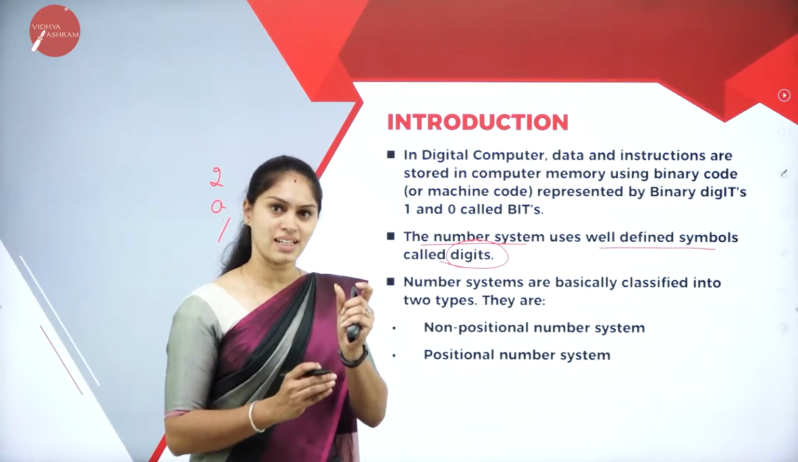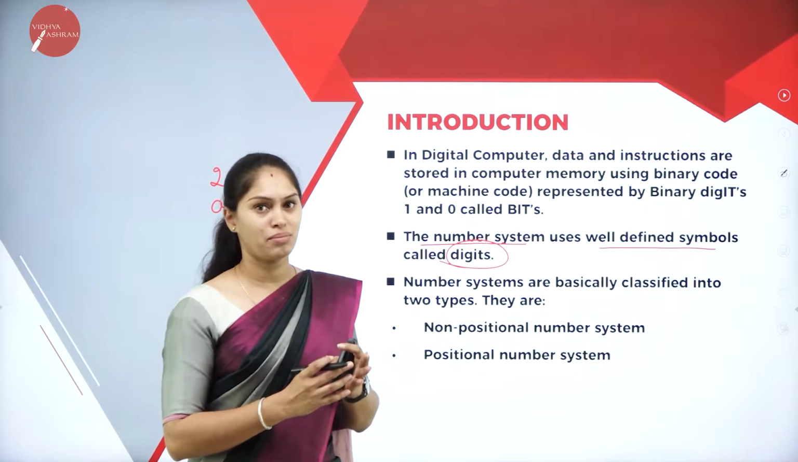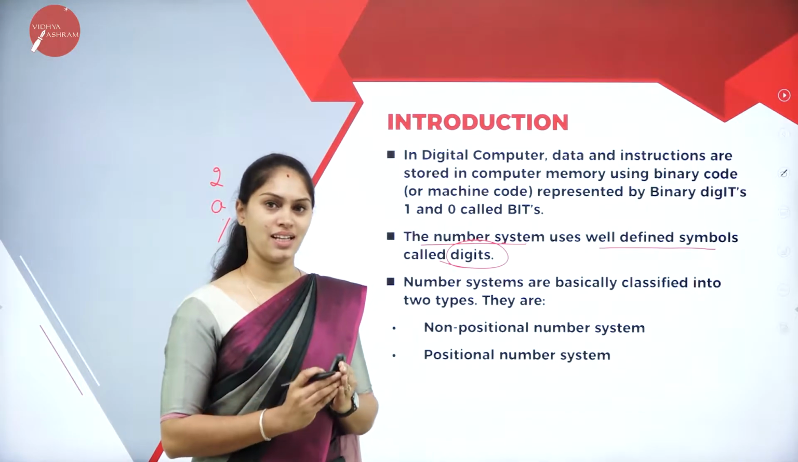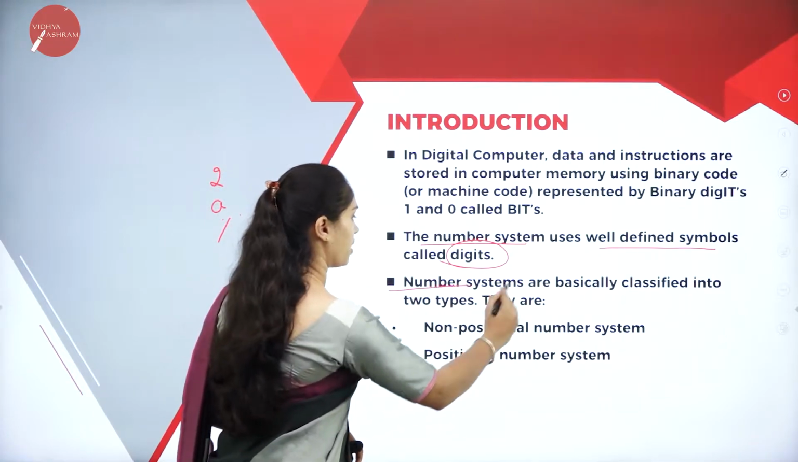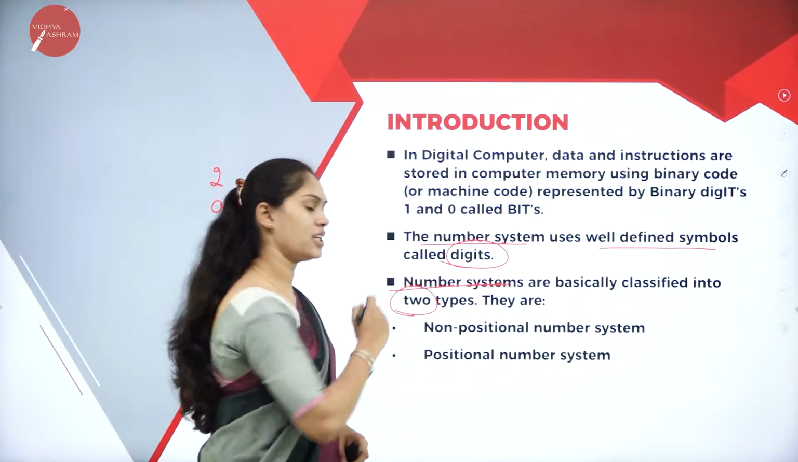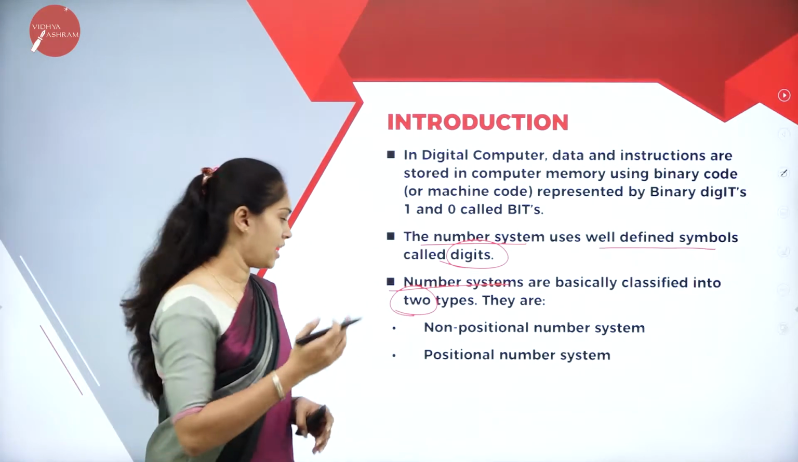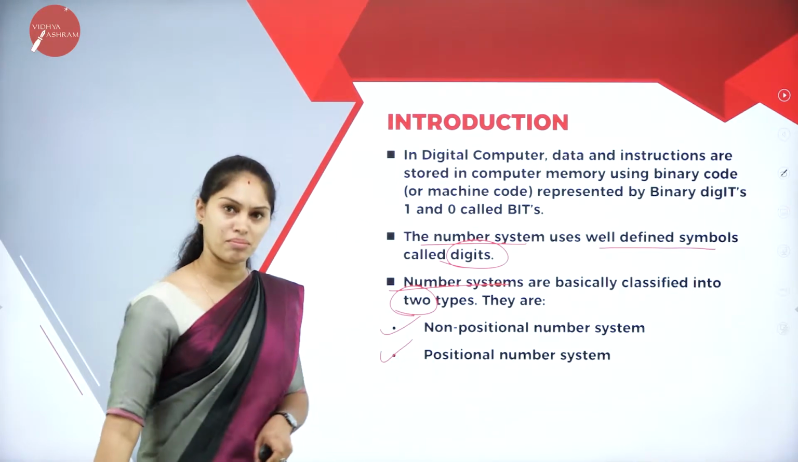So symbols are nothing but digits. Then what are the categories we have in a number system? We have two types: positional number system and non-positional number system. So number systems are basically classified into two types, non-positional and positional.